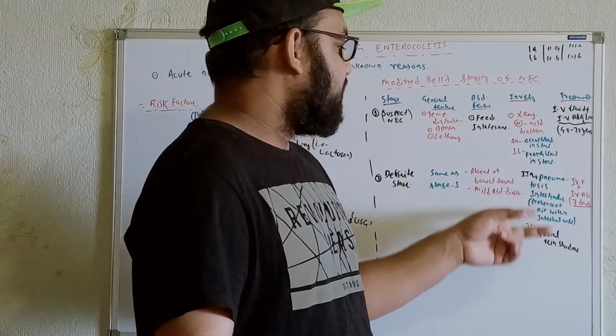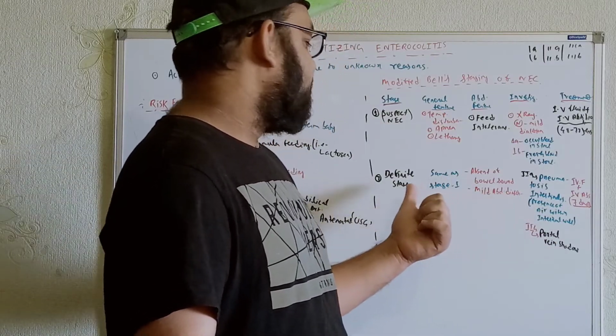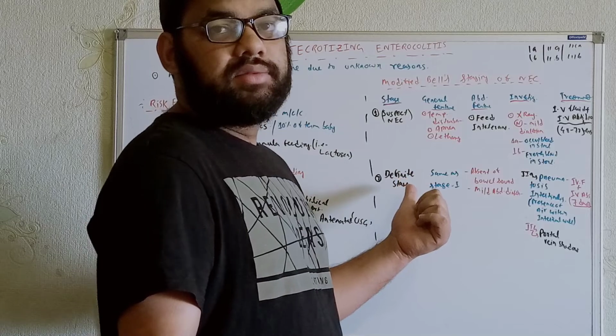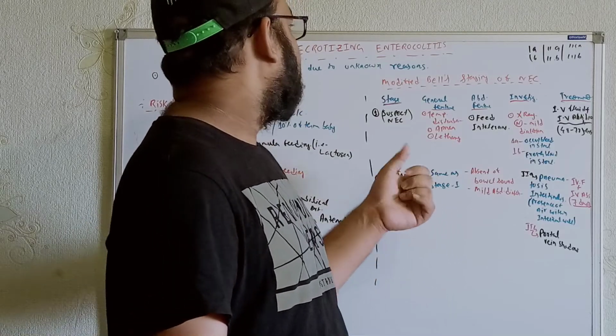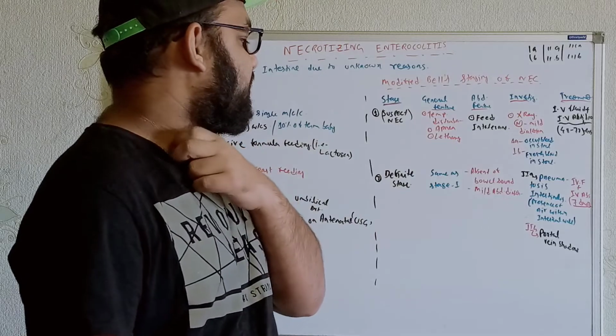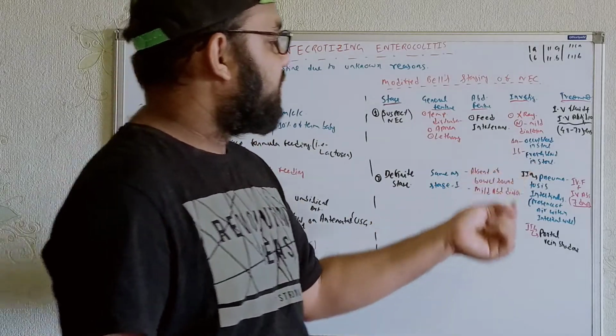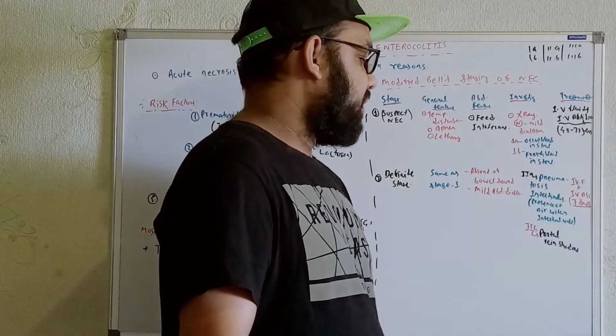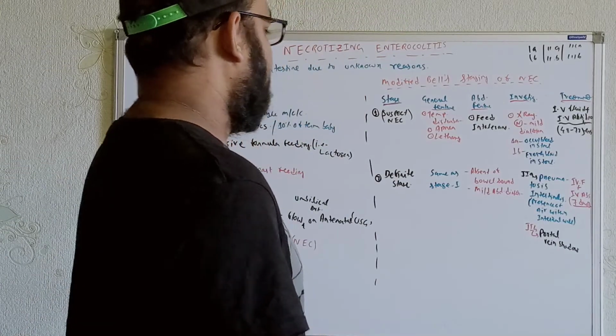Now, from these two, we can do the investigations as far as the definite stage of necrotizing enterocolitis is concerned. The treatment is the same: intravenous fluid and intravenous antibiotics, which we have to give for 7 days. Then we have to check it out.